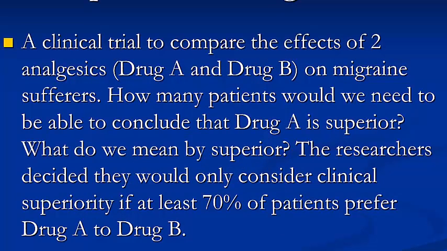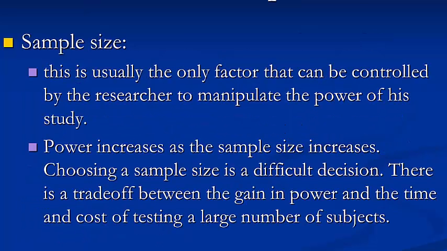For example, a clinical trial to compare the effects of 2 analgesics on migraine sufferers asked how many patients would they need to conclude that drug A was superior to drug B. And they were asked the question, what do we mean by superior? Quantify it, put it into numbers. So the researchers decided that they would only consider clinical superiority if at least 70% of the patients preferred drug A to drug B. So they set their level of difference that they wanted to be able to detect.